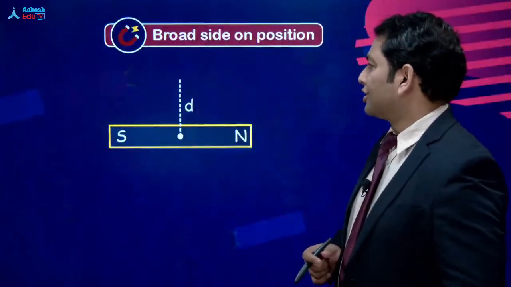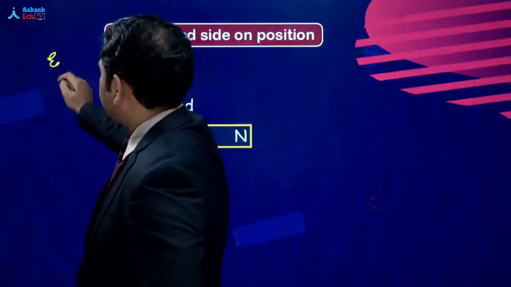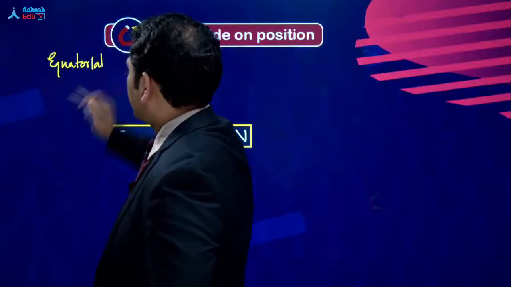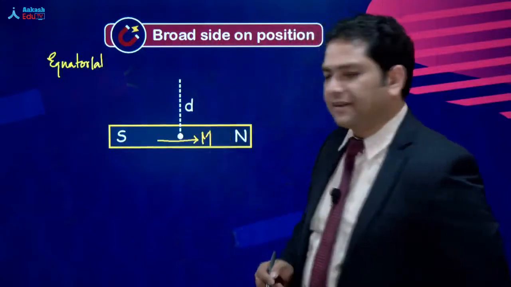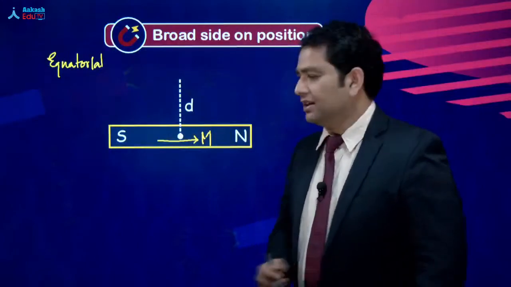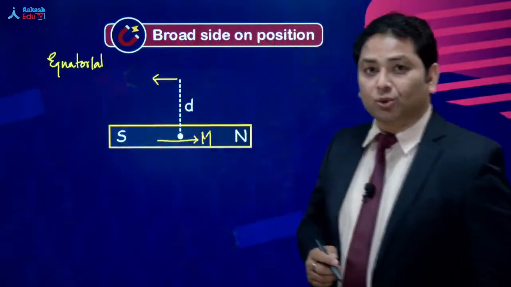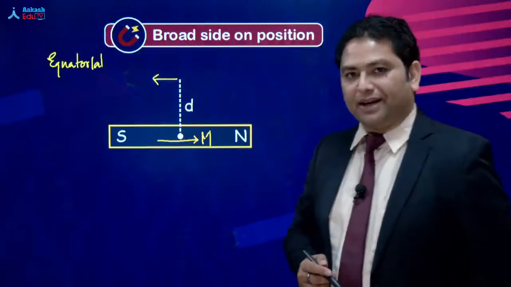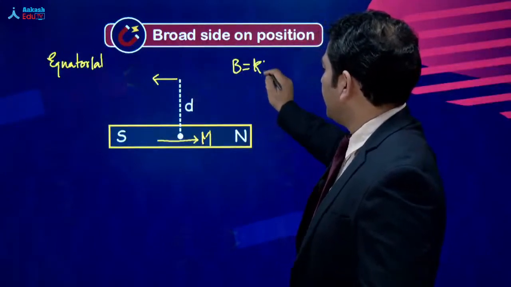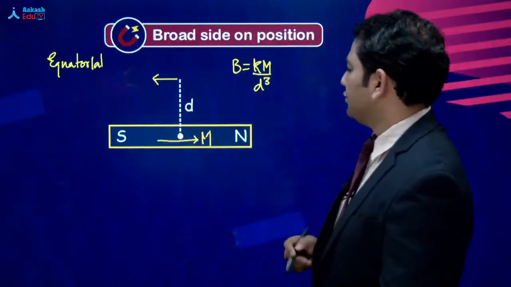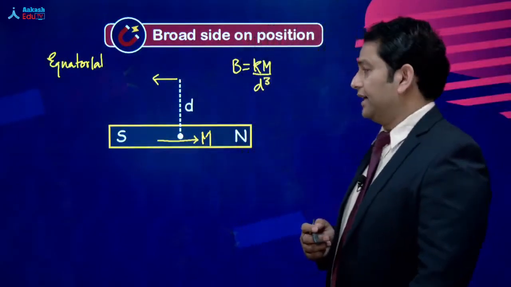अब बात करते हैं broadside on position, जिसे हम कहते हैं equatorial position. So this is another one which is called as the equatorial position. Now in case of equatorial position, see, this is the magnetic moment that's coming from south to north. Equatorial position mein the direction of the field is opposite. Opposite to what? Opposite to the magnetic moment. And you get the value of magnetic field is Km divided by d cube. That's how it comes. Okay, that's the condition you get.